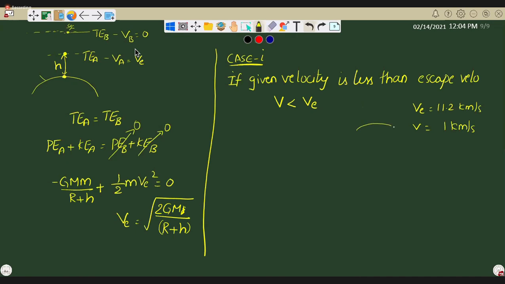Yes, sir. So if this is your surface of the earth and you are projecting it with some v, it will reach some height h and again it will fall down, right? Total energy at A and total energy at B. Tell me, what is your total energy at A?